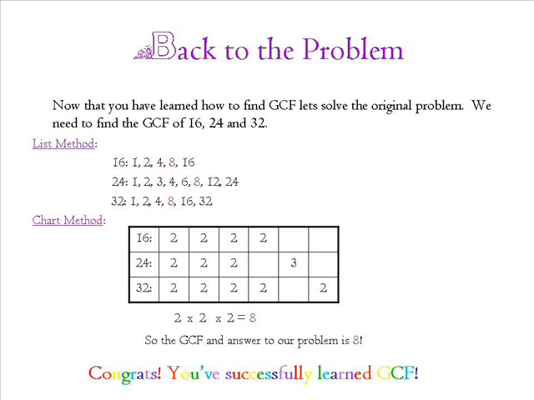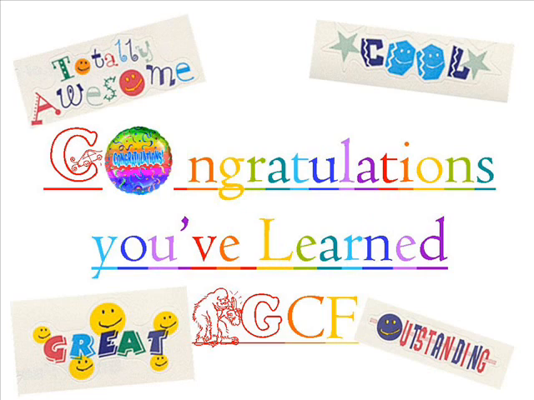Chart method. If you put the prime factors of these numbers in a chart, you will find that the GCF of 16, 24, and 32 is 8. Congratulations, you've successfully learned GCF. And that's GCF.